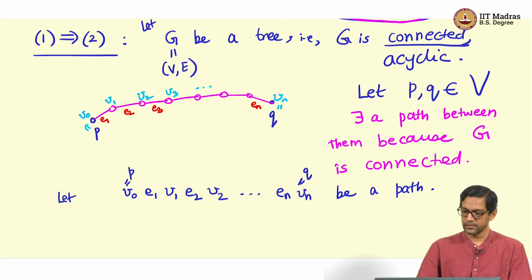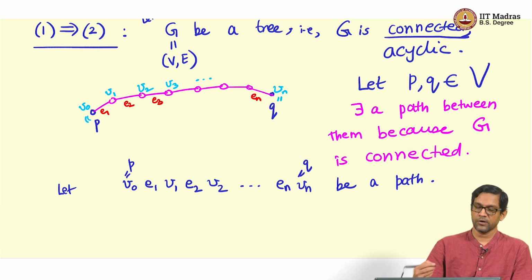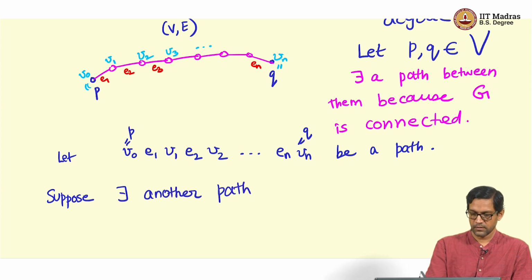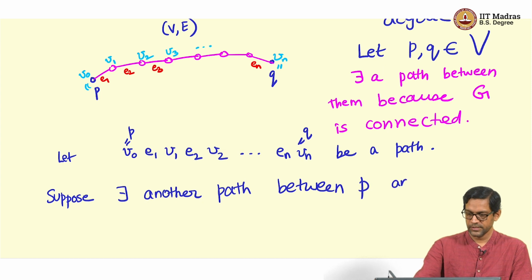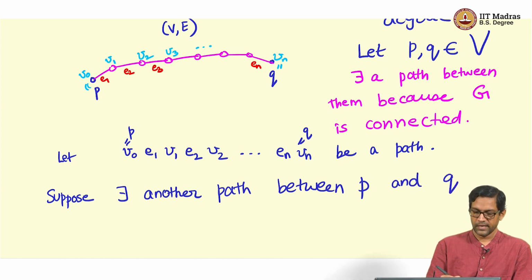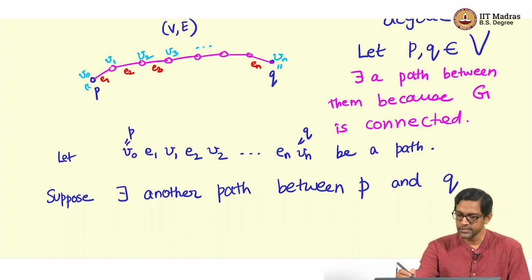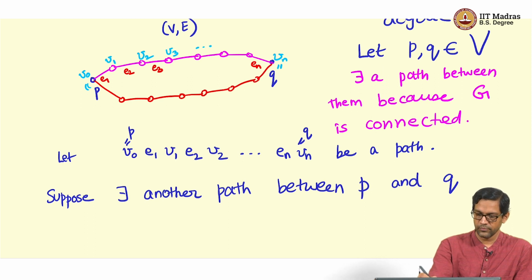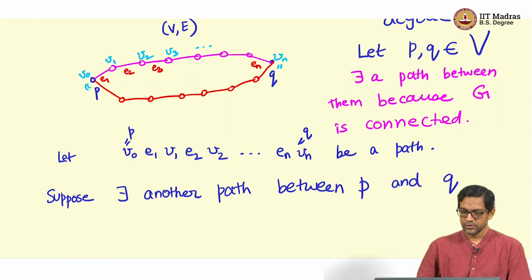Now what we need to show is that there exists a unique path, meaning this is the only path, you can't find any other one. So let us argue by contradiction. Suppose there exists another path between these two vertices. Let us call that path again something. Having another path just means you have got a sequence of vertices and edges which start from P and go to Q. Now you can already start to see where the contradiction will arise from.